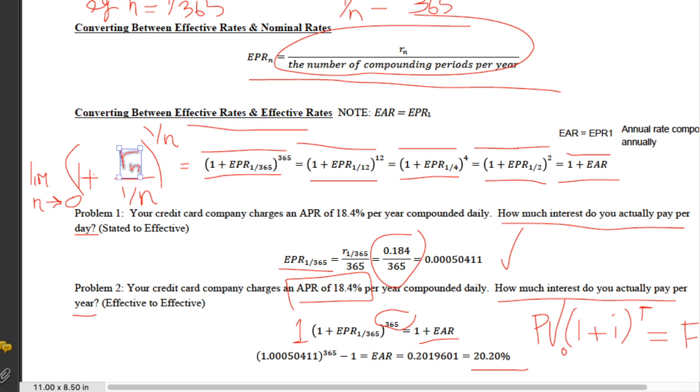I don't want semi-annual, I want it smaller. I don't want quarterly, I want it smaller. I don't want monthly, I want it smaller. I don't want daily, I want it smaller. I want it instantaneous or continuous. This is the smallest interval, continuous.